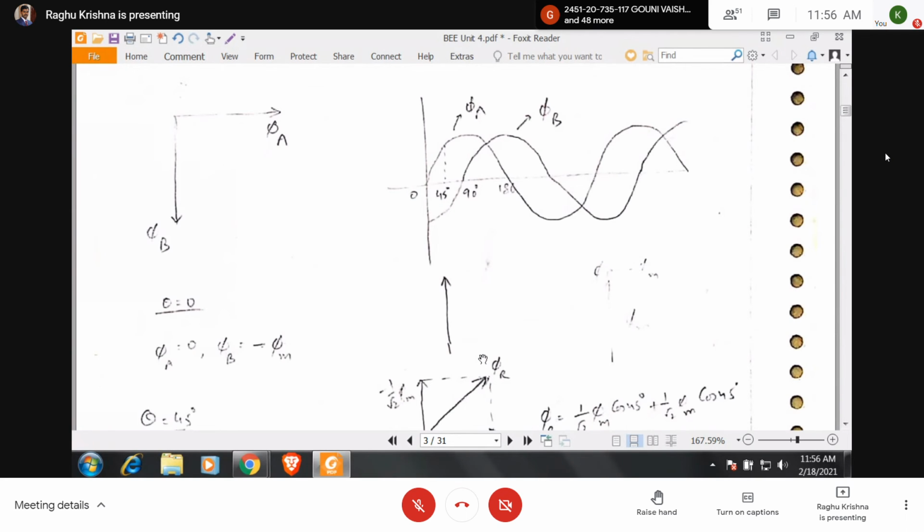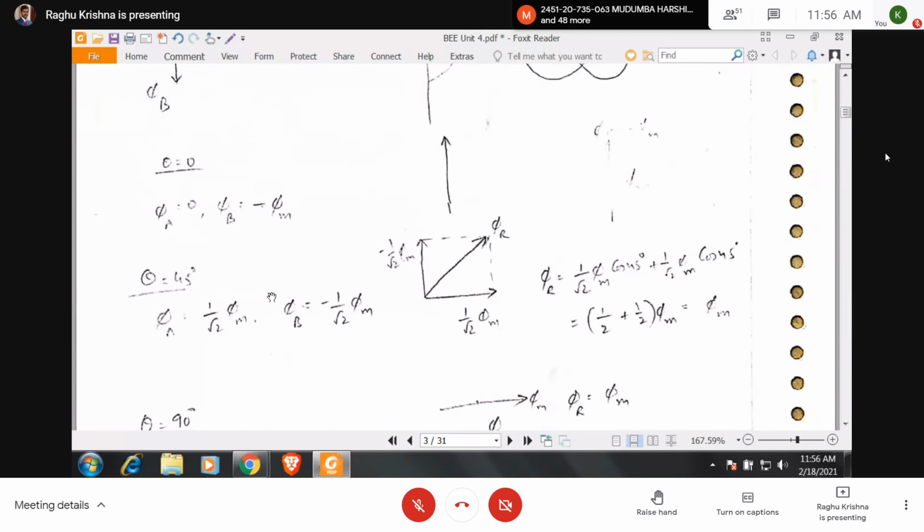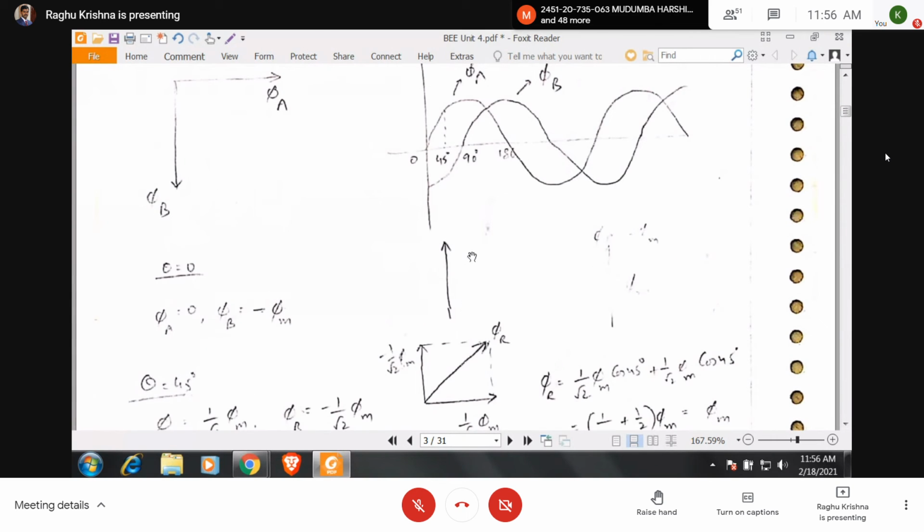Let us take theta equal to 0, with the x-axis as theta. At theta equal to 0, what is the value of phi A? Phi A is equal to 0. What about phi B? Phi B is negative. This is the positive direction of the flux, so negative means the flux will be upwards. So you get the resultant flux like this. This is the resultant flux.